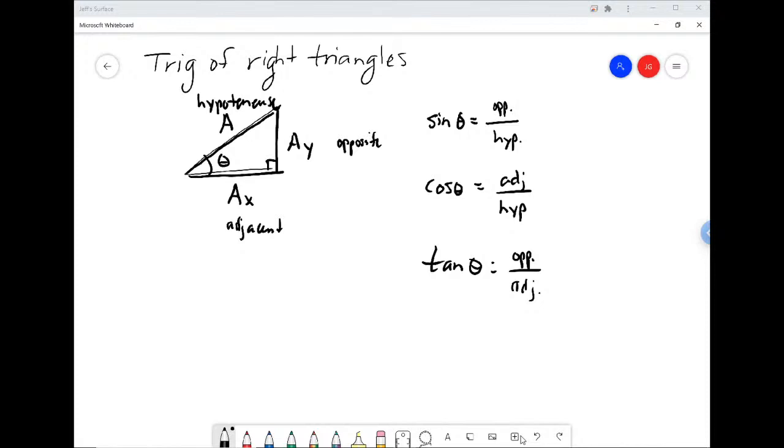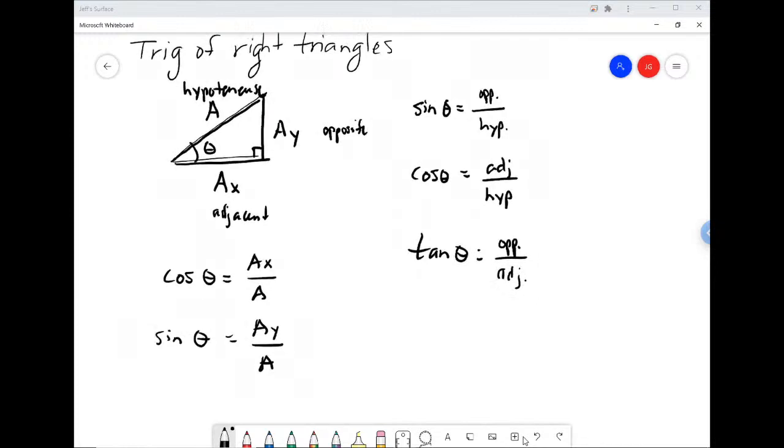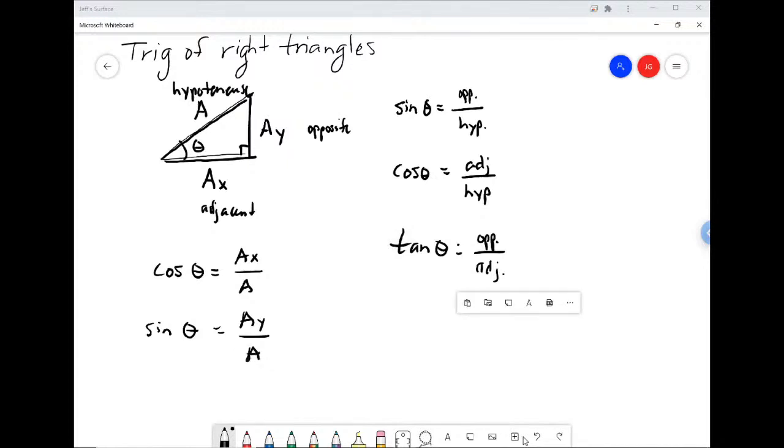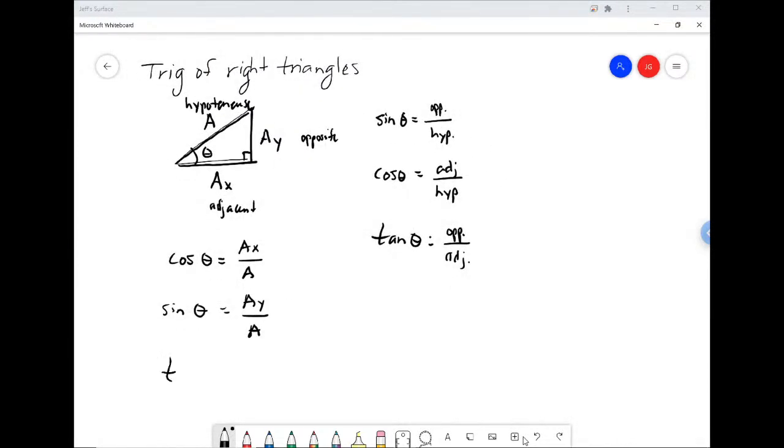So to translate opposite, adjacent, and hypotenuse to AX, AY, and A, what we have here is: cosine of the angle theta is AX over A. The sine of this angle theta equals AY over A. And the tangent of theta equals AY over AX. And if you look at that, you see that tangent is the same as sine over cosine.